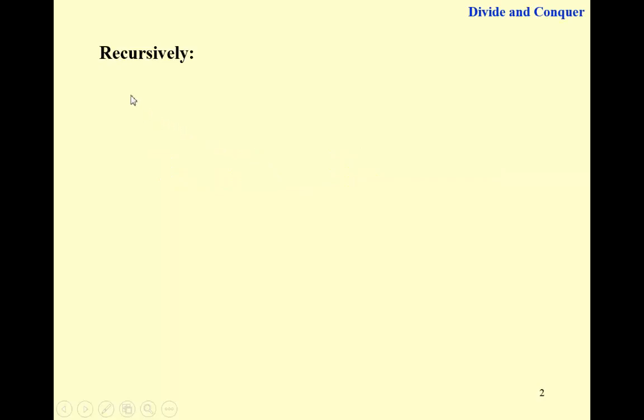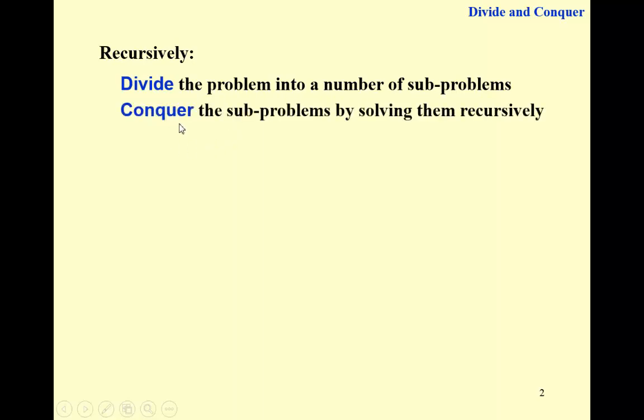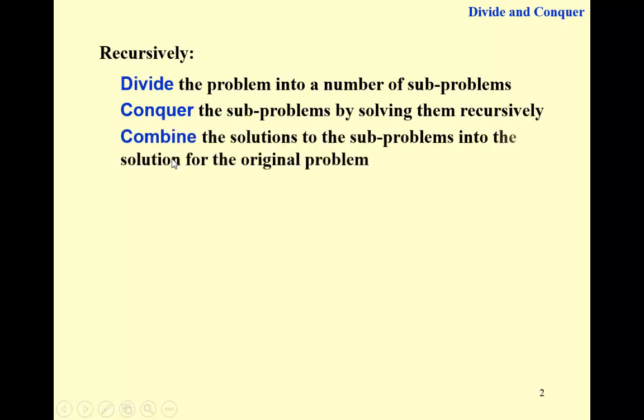Divide and conquer is usually implemented by recursions. Recursively, we first divide the problem into a number of subproblems and then conquer them, conquer the subproblems by solving them recursively. And finally, we combine the solutions to the subproblems into the final solution for the original problem, right?